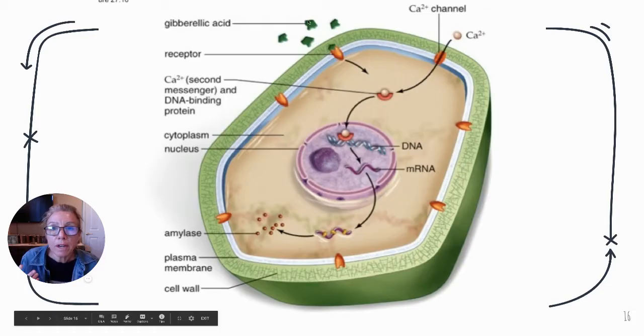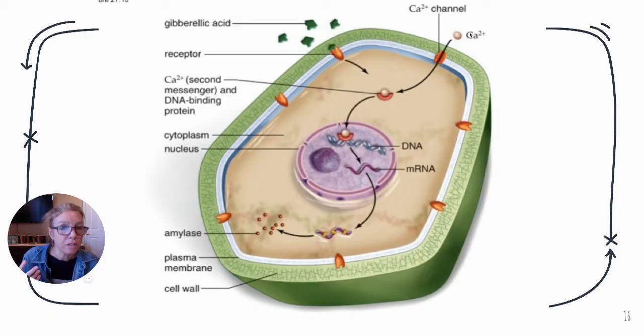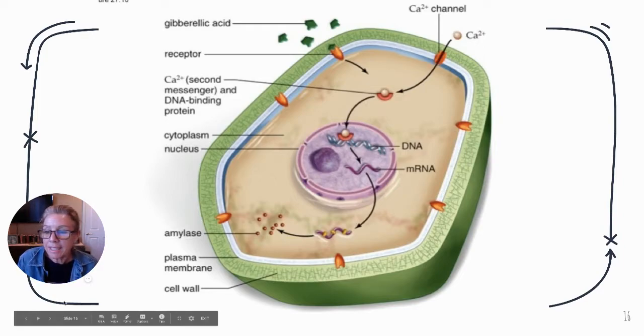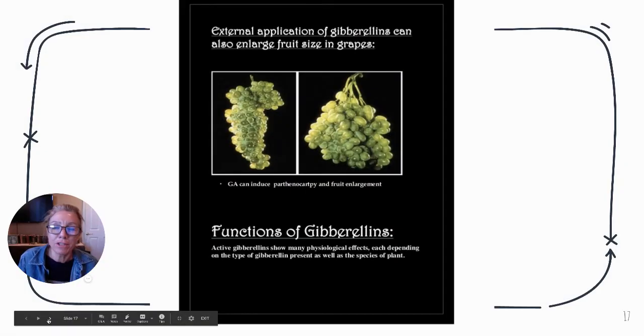So if we look right here, here's gibberellin binding to a receptor, which is letting in the second messenger, calcium, which is binding with a receptor inside, which is affecting the transcription of the DNA into mRNA and increasing the size of that cell. All right. And like I said, it also is used commercially to make things like grapes be larger.